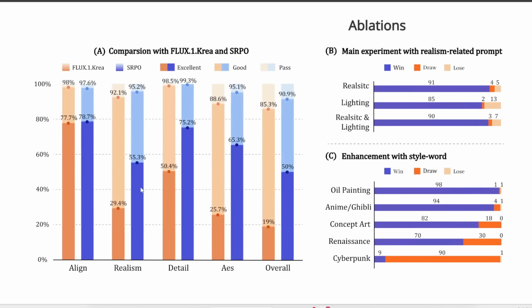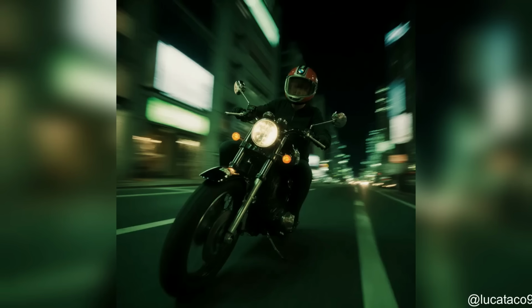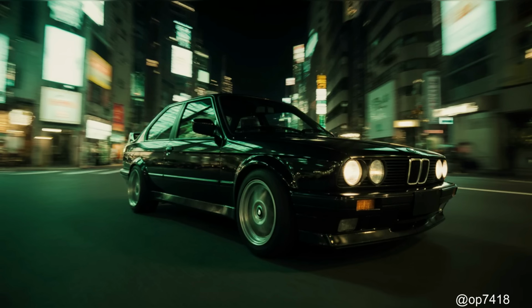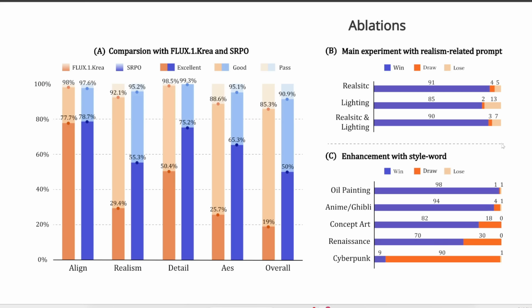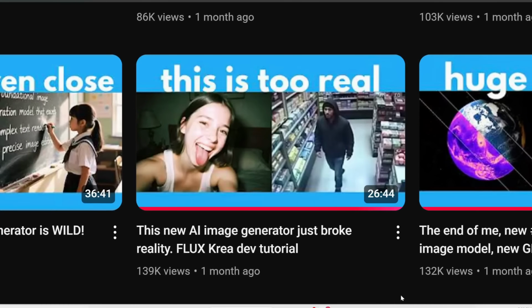Now, if you compare this new SRPO technique with another recent model called Flux Korea, which is fine-tuned to generate really realistic and amateur images like this, notice that SRPO does even better. If you look at these charts, notice that SRPO wins over Flux Korea most of the time. By the way, Flux Korea is also really good. So if you want to learn more about that, see this video for a full installation tutorial.